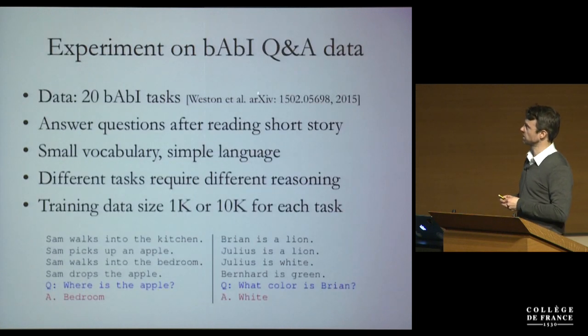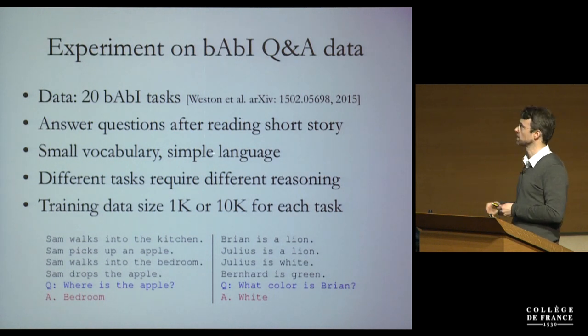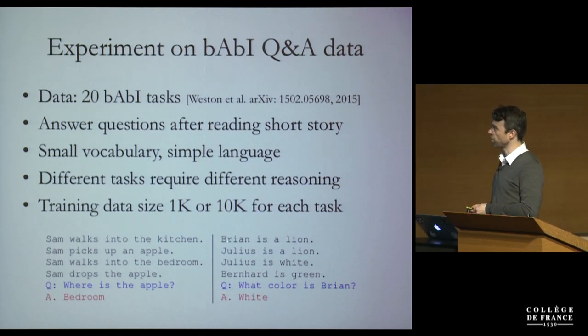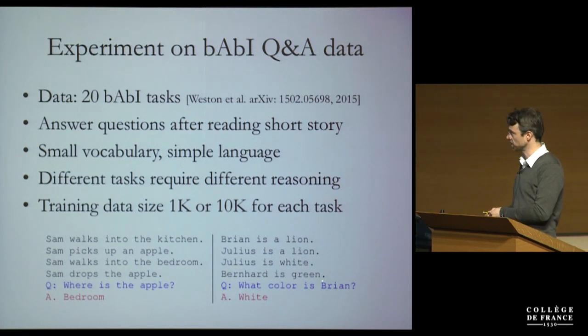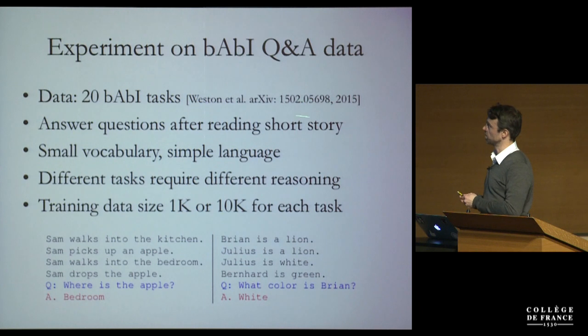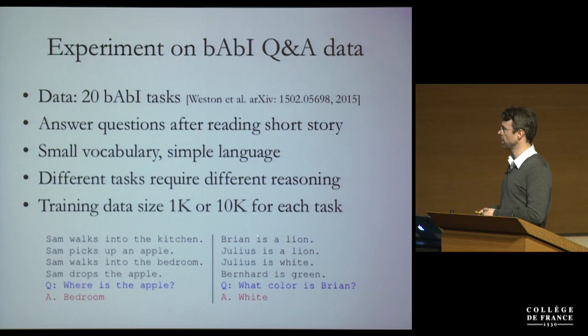So just to look at some experiments with this, we took these bAbI tasks, which are simple problems designed to explore different types of reasoning, and they all take this format of being given a bunch of sentences, then a question, and then you need to provide the answer. The answer is typically a single word. These were introduced by Jason Weston and other people at Facebook. To show the types of reasoning, this is one where you have some kind of induction: you ask what color is Brian, and you have to realize that Brian's a lion, Julius is a lion, and Julius happens to be white. So there you give the answer white.